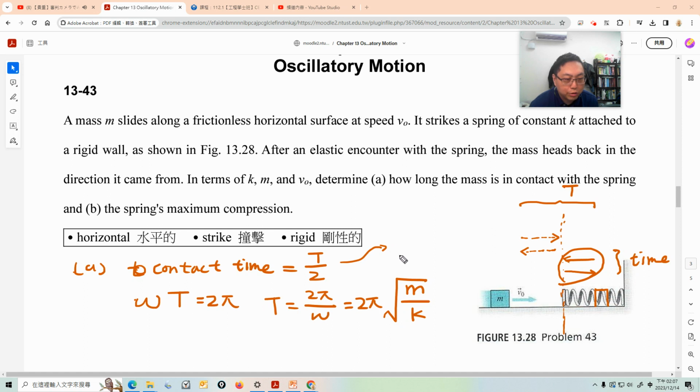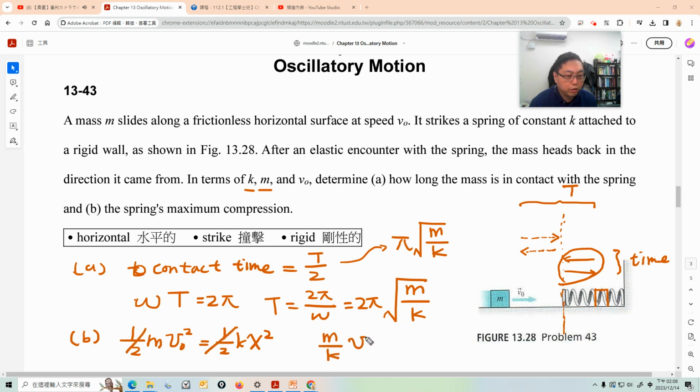So T over 2 is equal to pi times the square root of m over k. So the contact time uses the mass and spring constant. This is the first problem. The second problem is the maximum compression. I think that's very easy. The kinetic energy transforms to elastic potential energy. Just use energy conservation. 1 over 2 m v0 squared is equal to 1 over 2 k x squared.